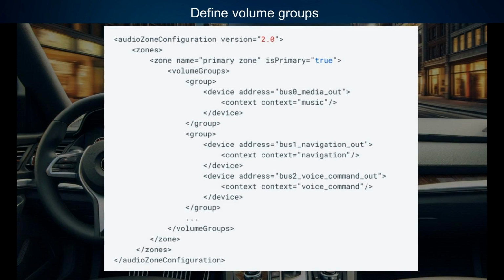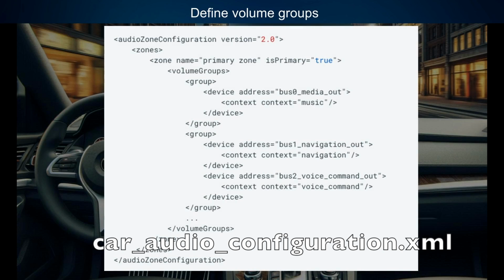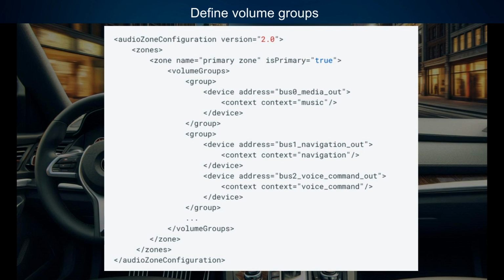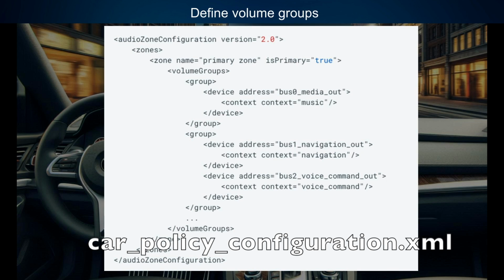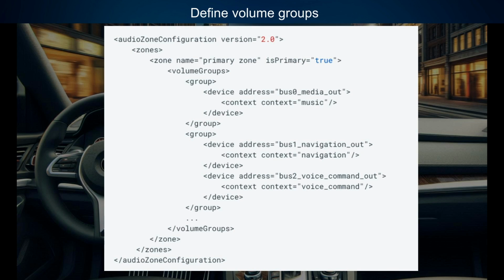Car Audio Service uses volume groups defined in car_audio_configuration.xml. Each volume group should contain one or more output devices with associated addresses. Addresses should correspond to the output devices defined in audio_policy_configuration.xml. This XML describes an audio zone configuration for a car. Think of it like a map that shows how different speakers and sound sources are connected and controlled.